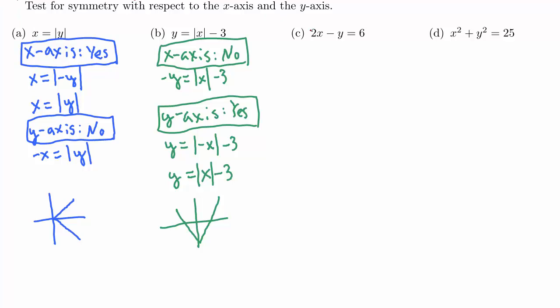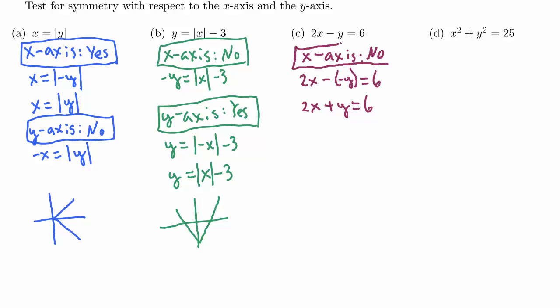Now, let's move on to letter C. C is 2x minus y equals 6. We're going to start out with the x-axis symmetry, so that gives me 2x minus negative y is equal to 6. Minus and negative is positive, therefore it's 2x plus y equals 6. Notice this is not the same as the original equation. Therefore, no, this is not symmetric with respect to the x-axis.